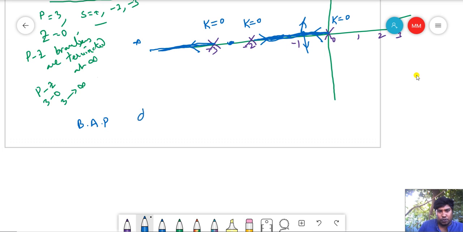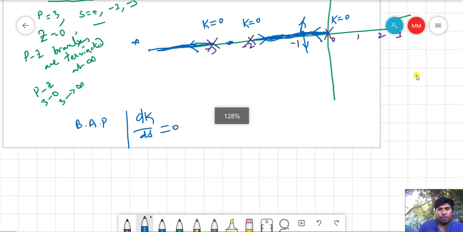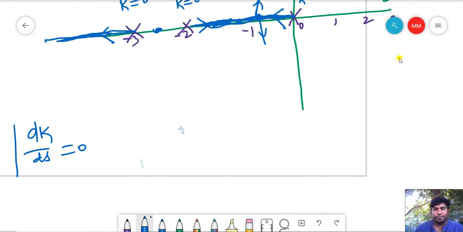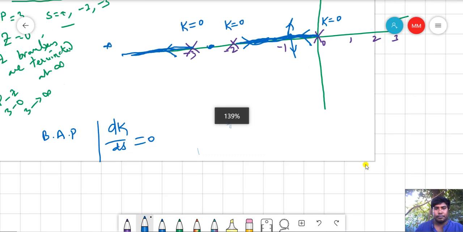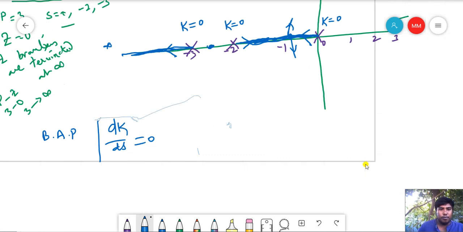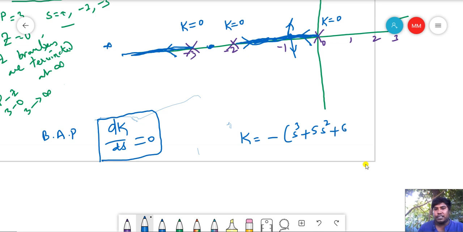Okay, so dK divided by ds is equal to 0. This is a technique to find the breakaway point in the root locus, right? So already we know the value of K. K is equal to how much we got previously? Minus s cube plus 5s square plus 6s.